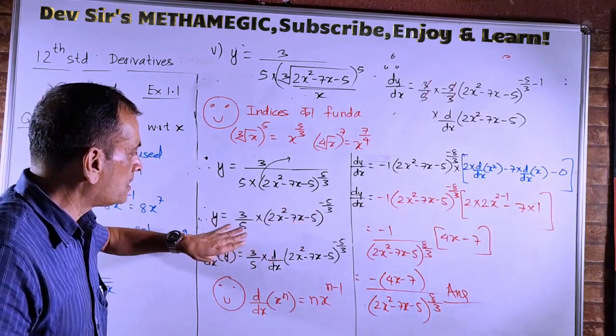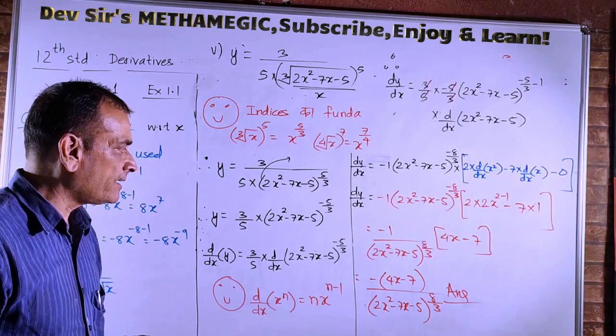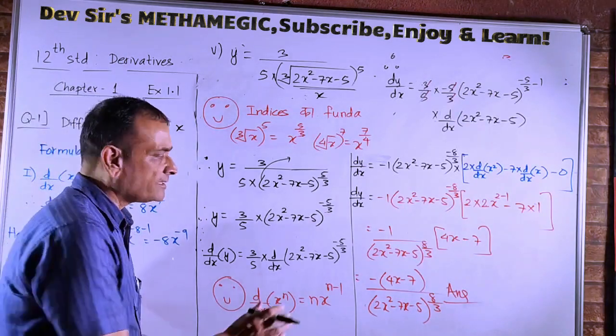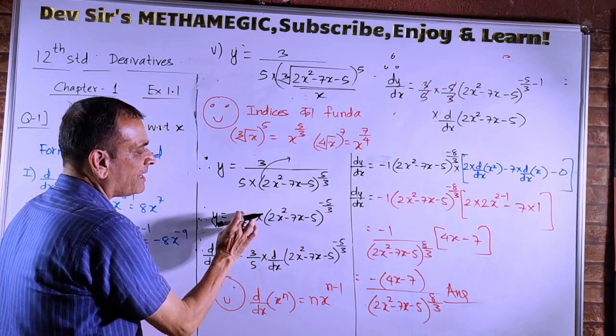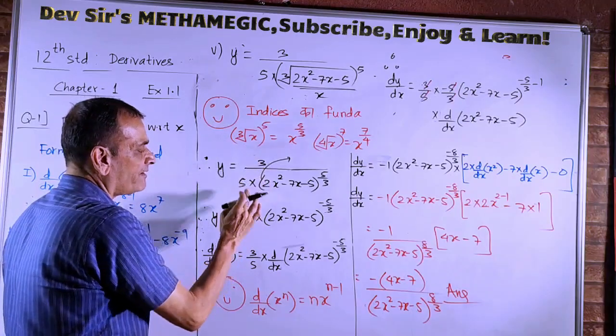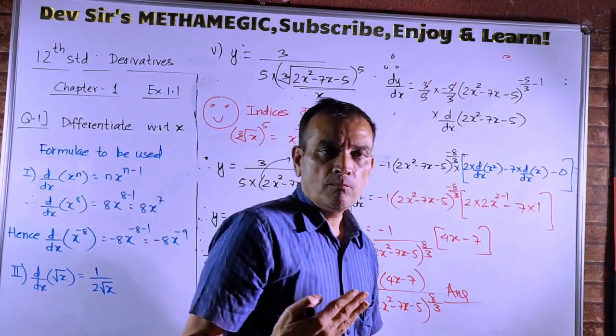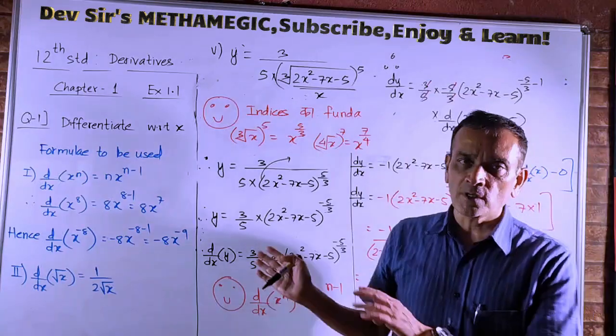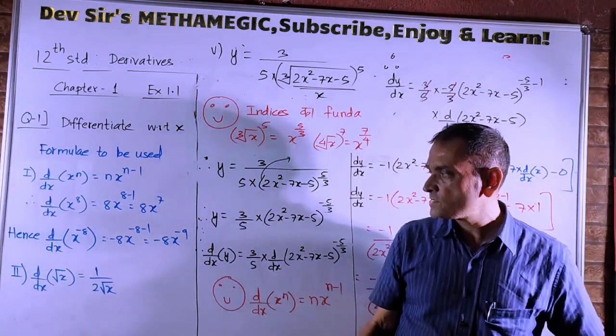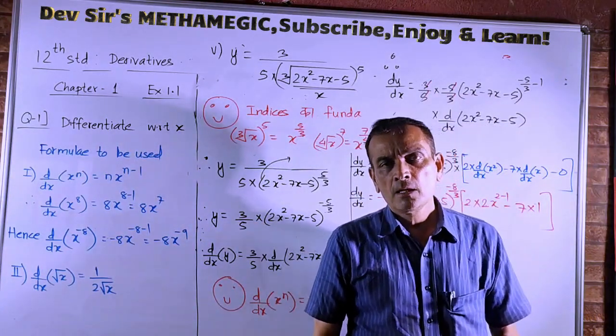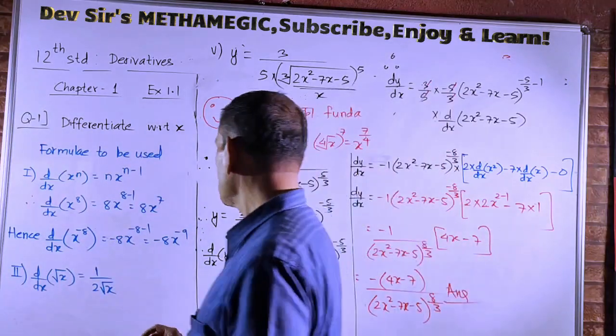So यहाँ पे भी देखो क्या करें. While taking this bracket in the numerator, 3 by 5 I have written separate. 3 upon 5 you can keep it aside. Because while taking the derivative, you have to keep the constant separate and take the derivative. इसलिए 3 by 5 separate रखा है. Now differentiate with respect to x.